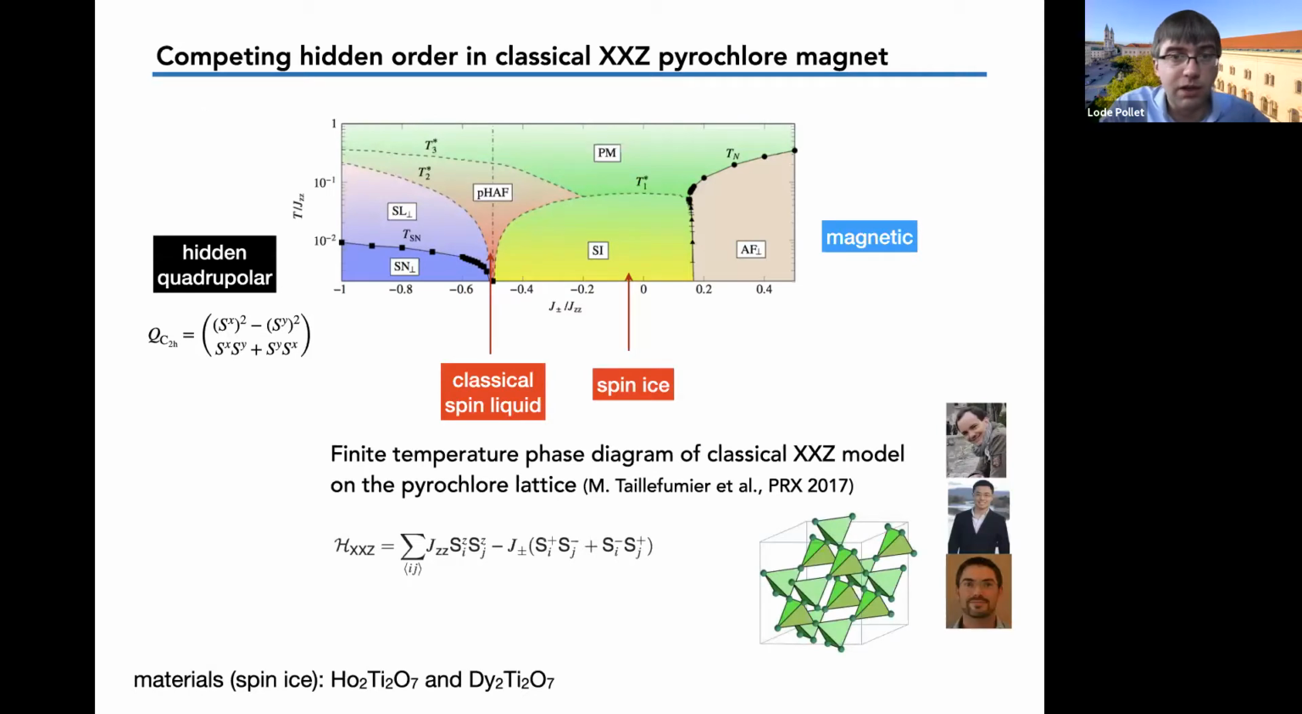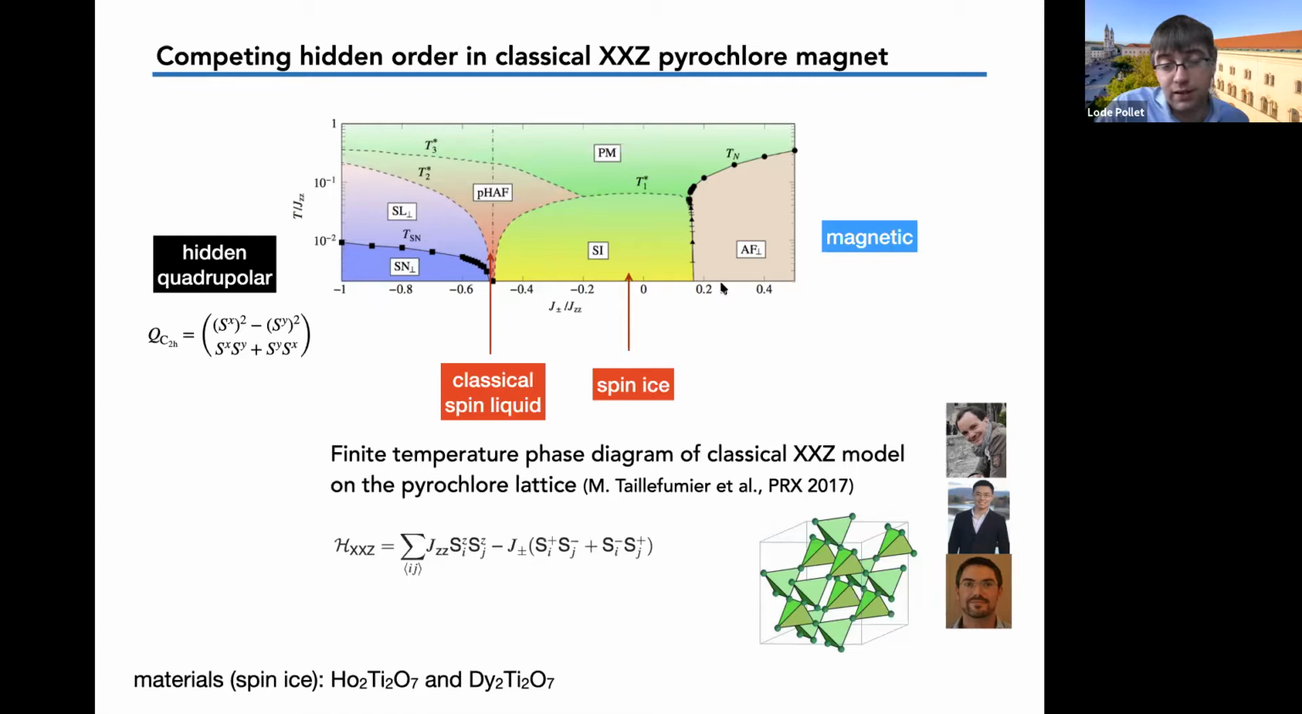So let me choose and show you what we get for the pyrochlore system. What you see here is the phase diagram for the XXZ model on the pyrochlore lattice. And you get a number of phases. When you change the anisotropy, XXZ means it's an anisotropic Heisenberg model in which Jx, Jy are different from Jz. Written here in quantum notation, but it's definitely just a classical system.